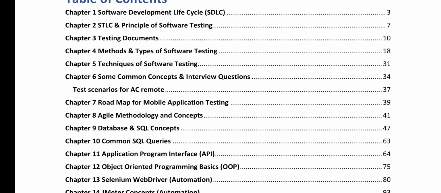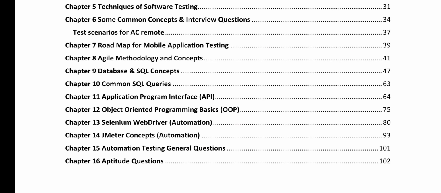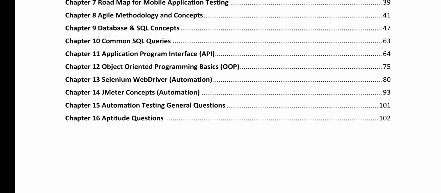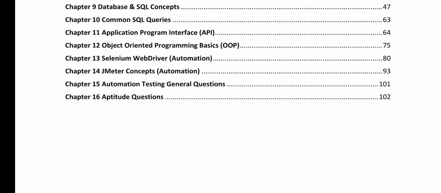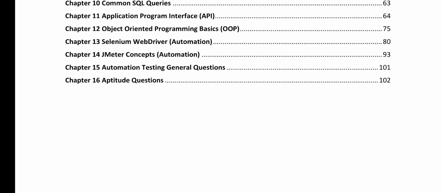Here we have talked about the manual testing concepts, and the different types of scenarios applicable for different concepts, and agile methodologies, and database and SQL concepts and the commonly asked SQL queries, and the application programming interface, and the object oriented programming basics, and the Selenium WebDriver used for web automation, and the JMeter concepts, and the automation testing general questions.